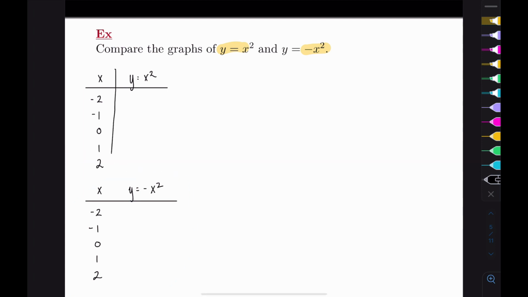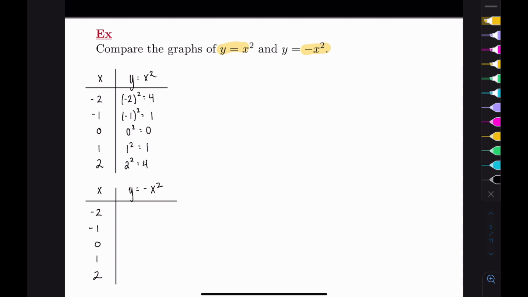So if we plug these values in, for the first one, this would be -2 squared. So the y value would be +4. This is -1 squared, which is +1. 0 squared is 0. 1 squared is 1. And 2 squared is 4.